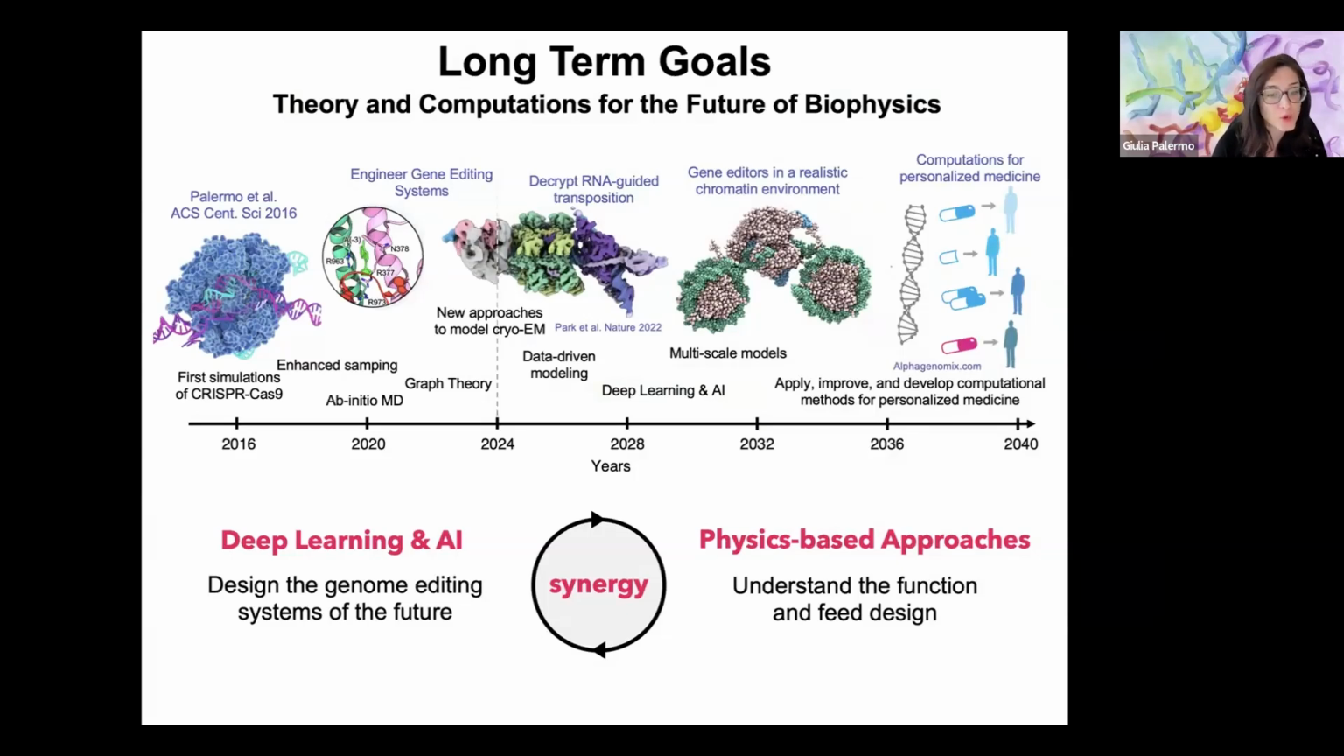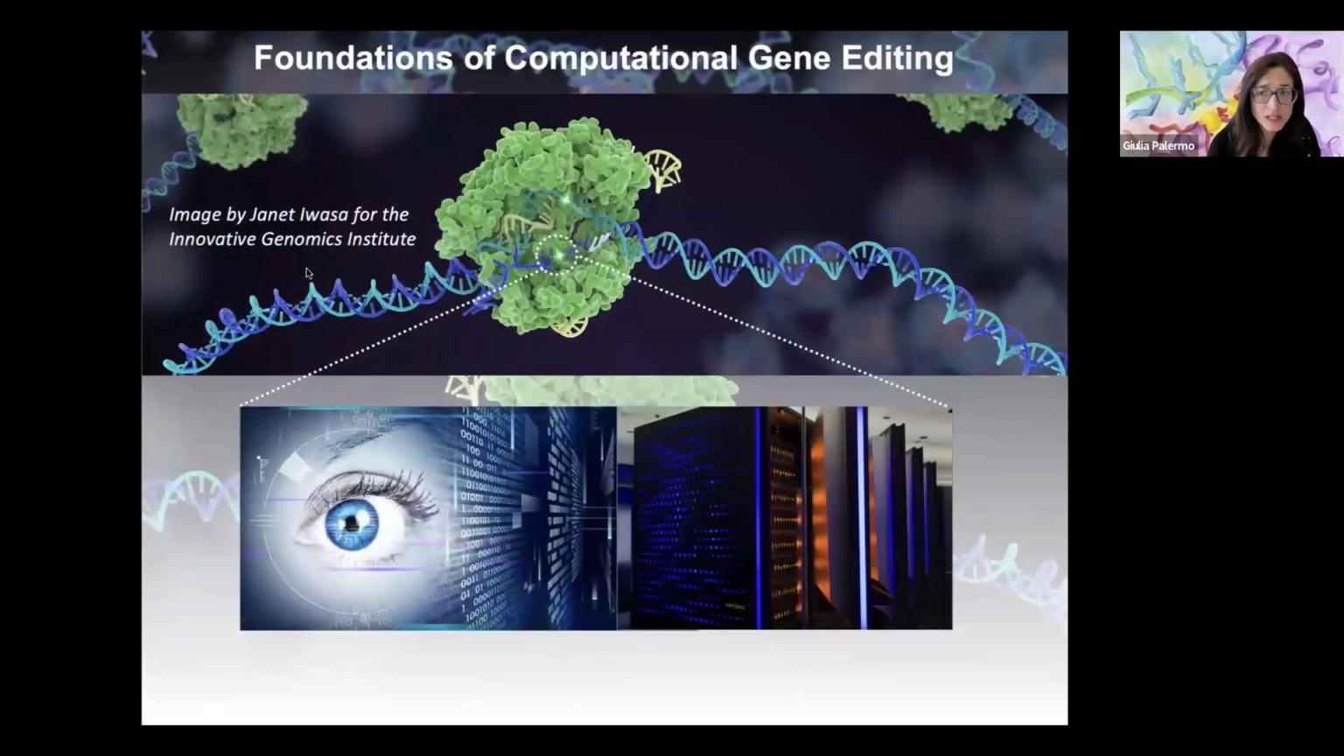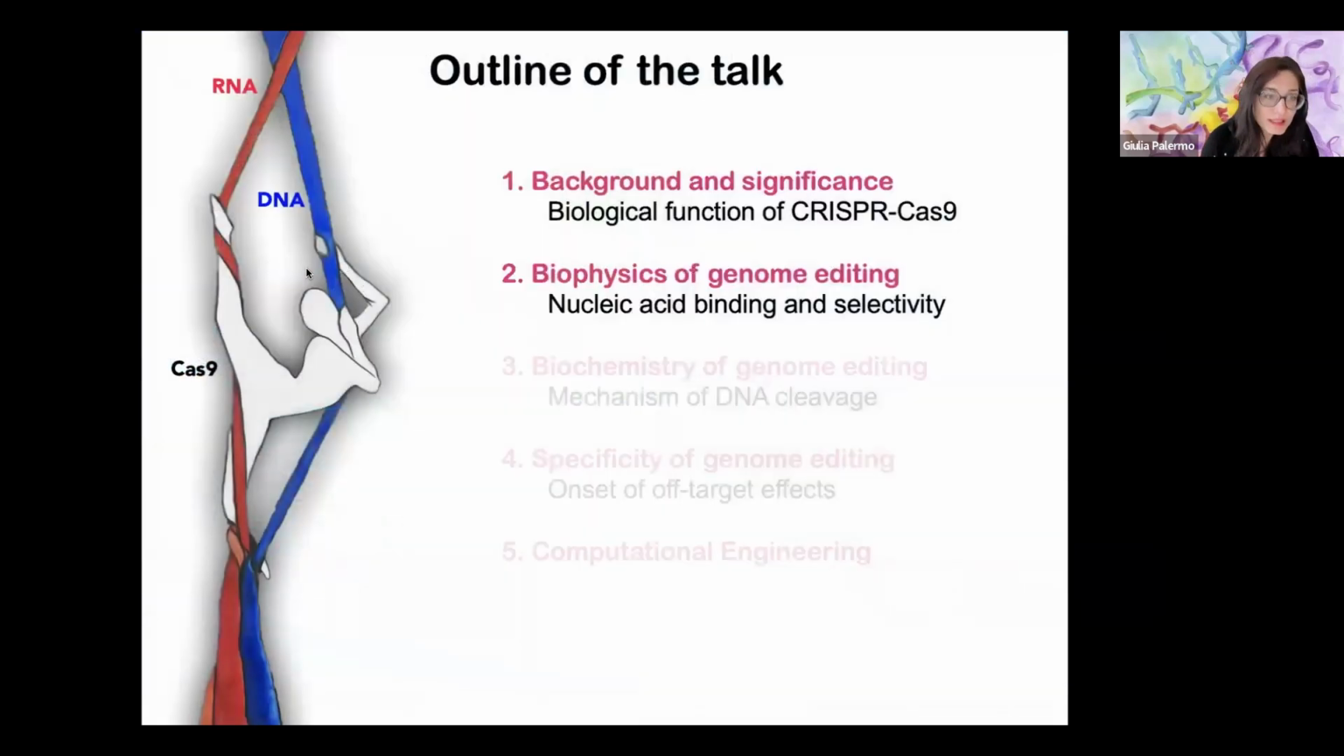However, a physics-based approach, which is what we are more expert in, will help understanding the function and will feed again design. At the foundations of computational gene editing, there are the studies that we have done during these years. And this is an outline of my talk in which I will give you a little bit of background and significance of CRISPR-Cas9. Then I will dig into the biophysics of gene editing, so how nucleic acids bind and achieve selectivity.